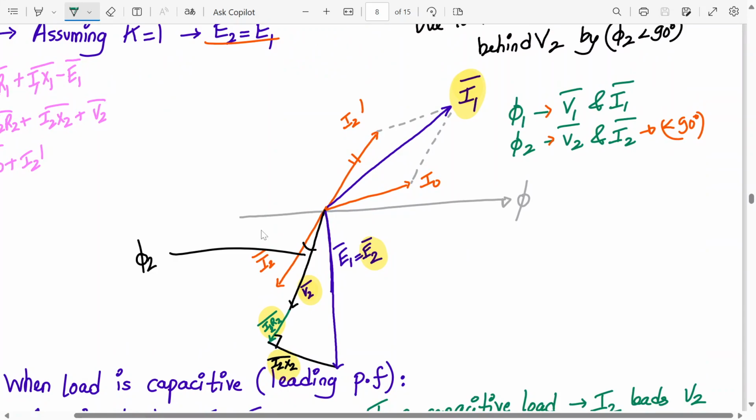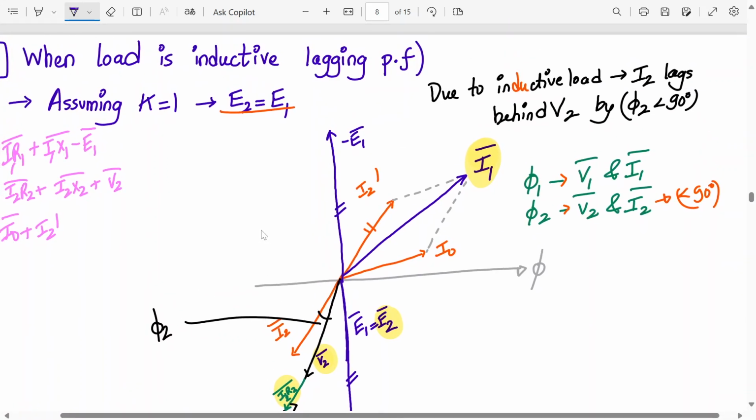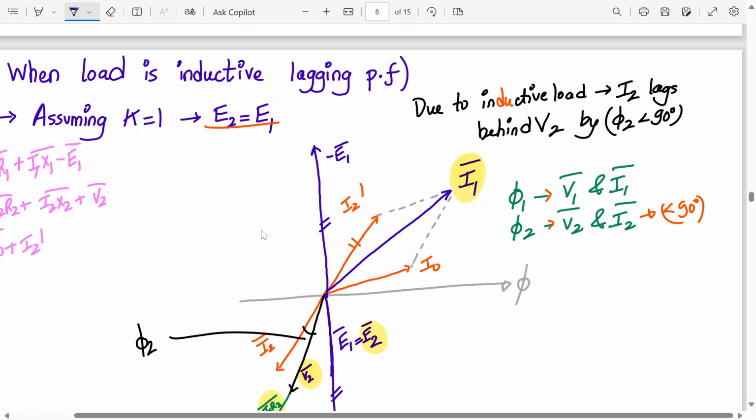So where will I draw minus of E1? Above, right? Reflection of E2. So that will be minus of E1. This and this is same. Okay, now tell me where will I1 and I0 come now, tell me.